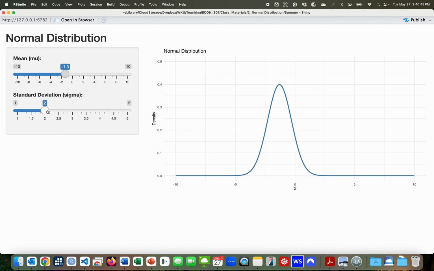If you change the standard deviation, the shape changes. The larger sigma is, the flatter and more spread out the distribution is going to be. The smaller the standard deviation, the taller and narrower the distribution is going to be. So mu shifts the location, sigma shifts the shape.